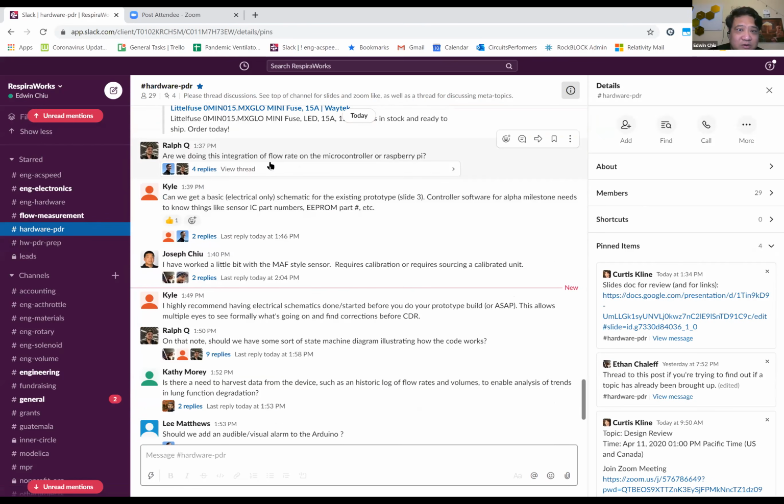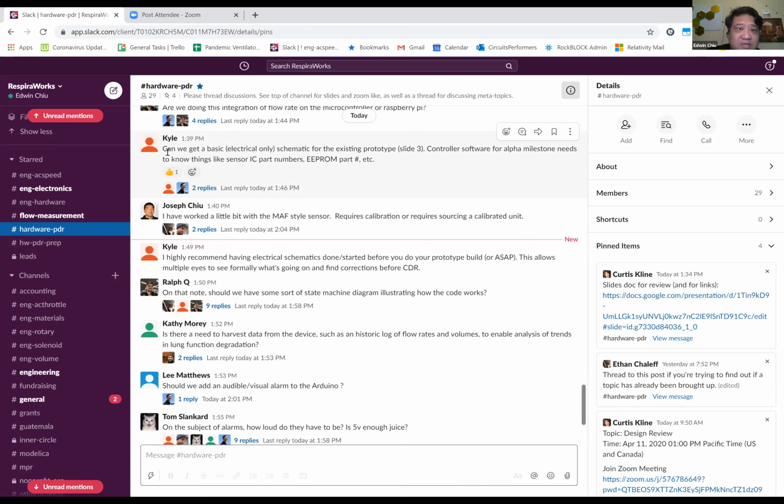Ralph says, are we doing this integration of flow rate on the microcontroller or the Raspberry Pi? That's part of the discussion of what controller we use, because if we use the Arduino, there isn't enough memory to do that. So the integration of flow rate would have to happen on the Pi. But if we build something with more memory, we could possibly do it on the cycle controller as well. Can we get a basic electrical only schematic for the existing prototype?